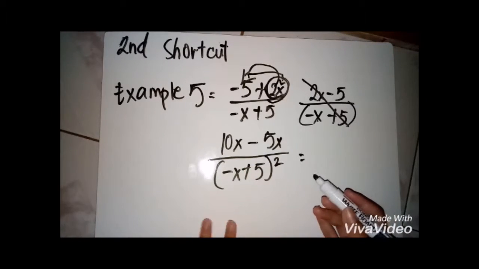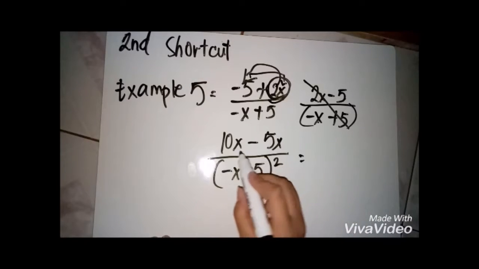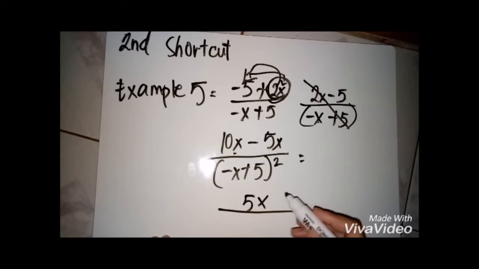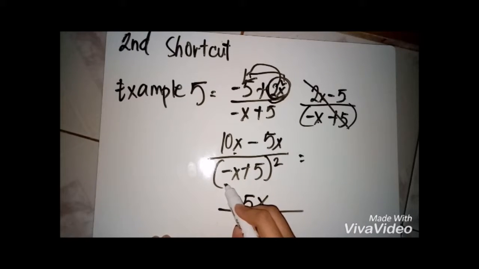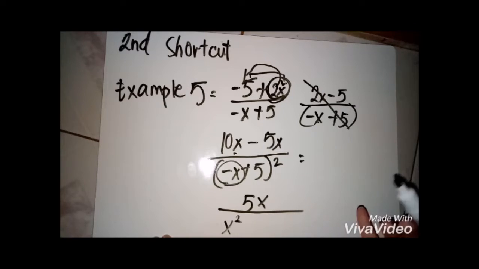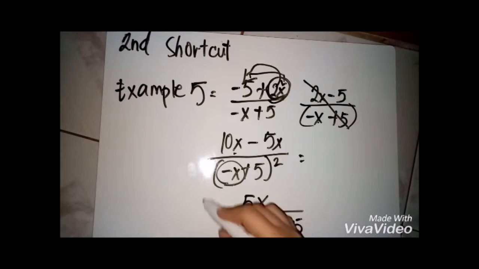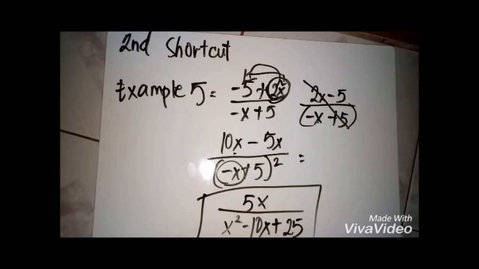Then just simplify the equation. So we have 10x minus 5x, we have 5x over the denominator. So first, we need to square negative x, and we have x squared. Then twice the product of the first term and the second term, we have negative 10x. And then square the second term, we have plus 25. This is the final answer.